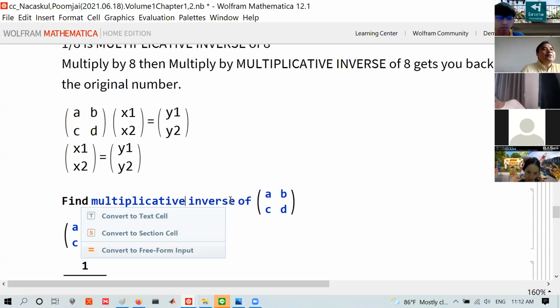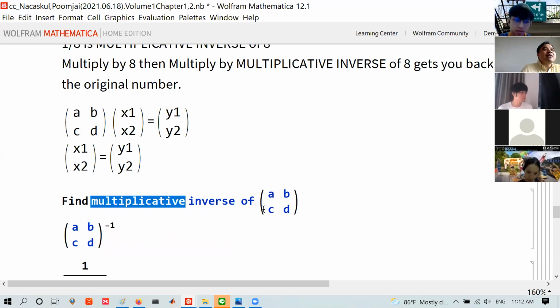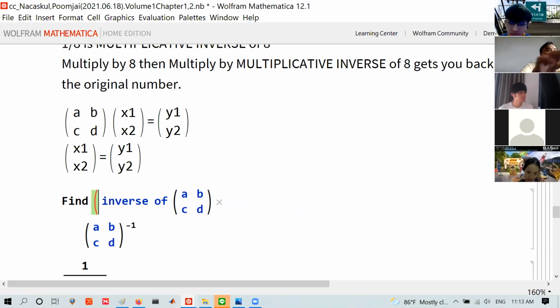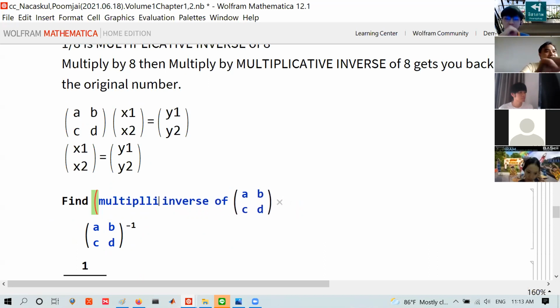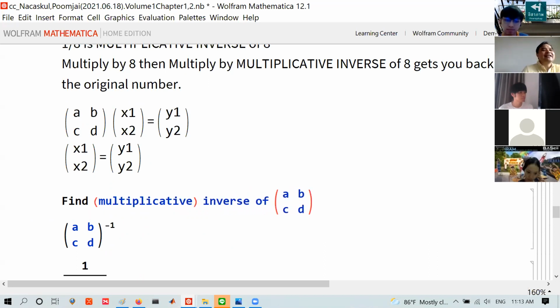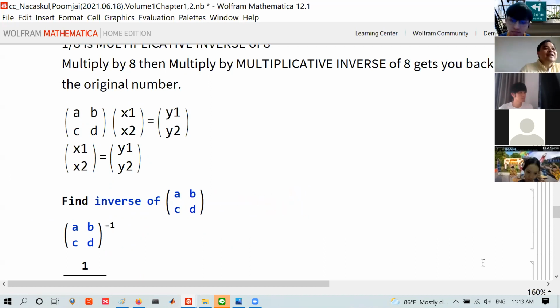Now, the reason I'm not going to use the word multiplicative is because the additive inverse is rather trivial, right? Just put a minus sign everywhere. So for now, when I say inverse, it's multiplicative. It's so obvious. So find the inverse of this, and I'll call it this. And then I would multiply here.